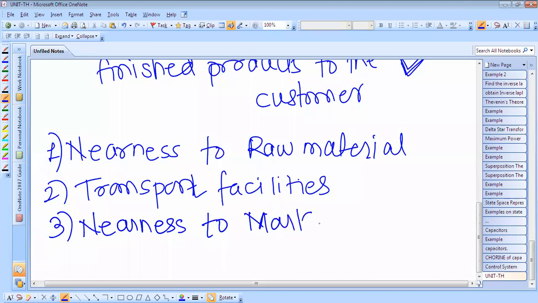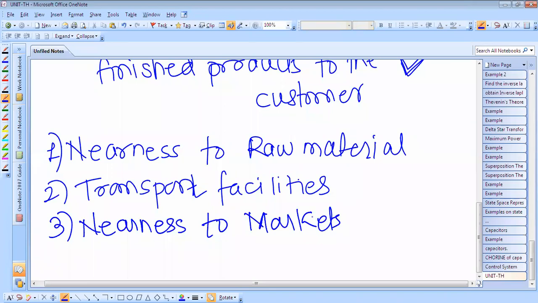Nearness to market. It reduces the cost of transportation as well as the chances of the finished product getting damaged. As your market is very near, we have to travel a very short path, and therefore no damage happens because of the small distance we have to cover. Moreover, the plant being near to the market can catch a big share of the market and can render quick service to the customers. So that is the reason your market should be very close to your plant when you decide the location of the plant.